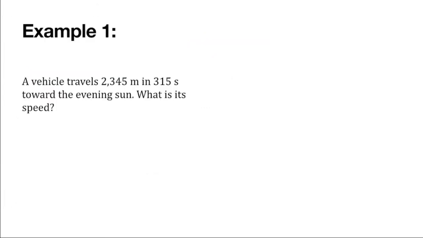Okay, let's take a look at our first couple examples here. Our first example is a vehicle travels 2,304 meters in 315 seconds. I just went with 2, 3, 4, 5 because it was fun to say. Travel towards the evening sun.